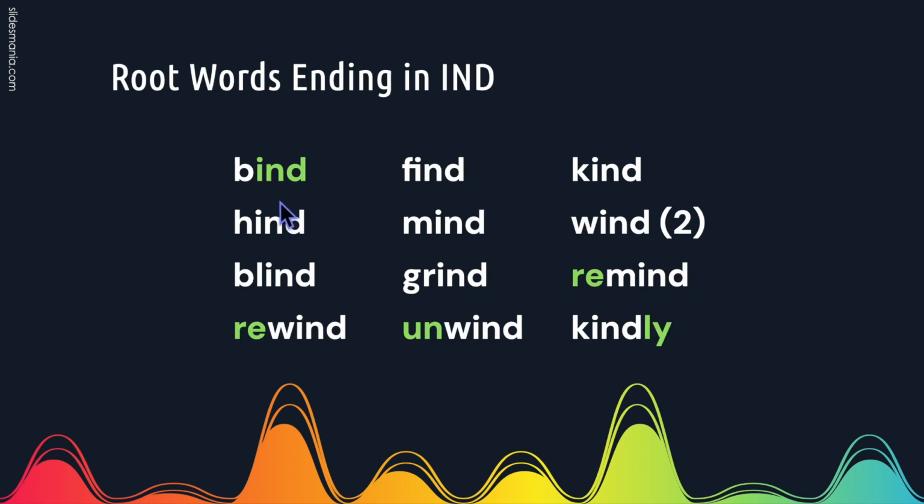At the end of a root word, meaning before you add any suffixes, most of the time IND will have a long I sound and sound like eind. So this part is eind. So this word is bind. Find. Kind. Hind. Mind. This word can be pronounced 2 different ways. The verb is wind, like winding up a toy. The noun is wind. Blind.